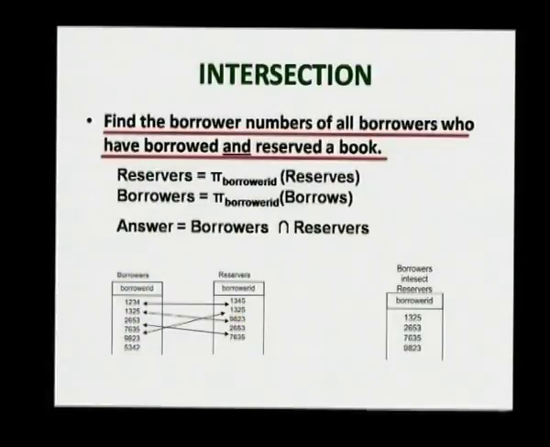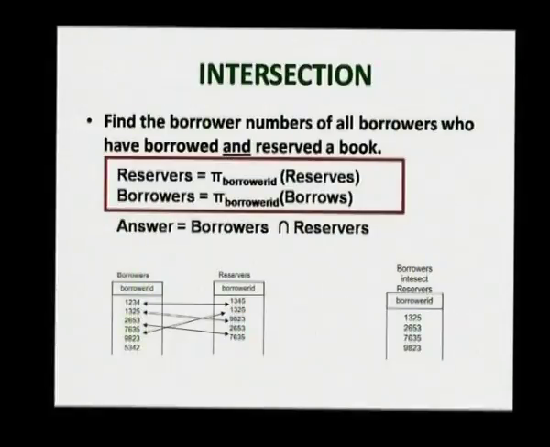Next, another example: find the borrower numbers of all borrowers who have borrowed and reserved a book. Now it is a little more interesting. We have a borrower number associated with all borrowers, and we are looking at a borrower who also reserves a book. From this we can understand that the borrow relation has borrow ID as one attribute, and we are talking about two relations.